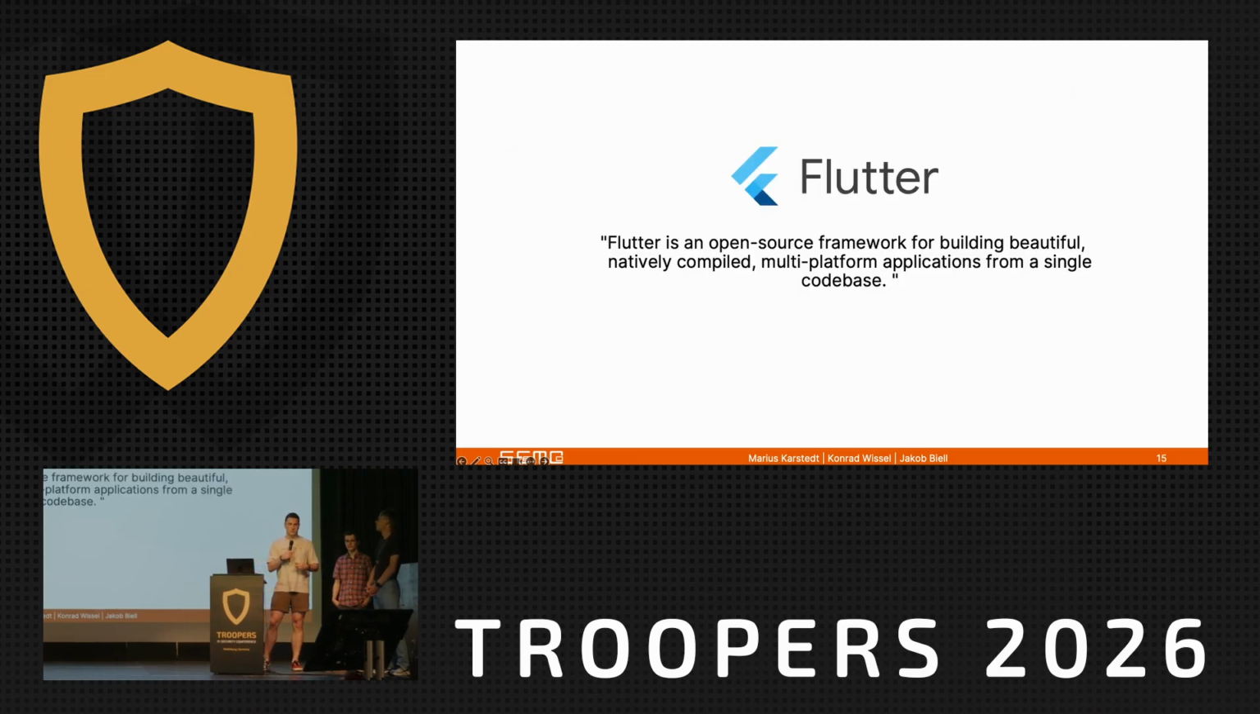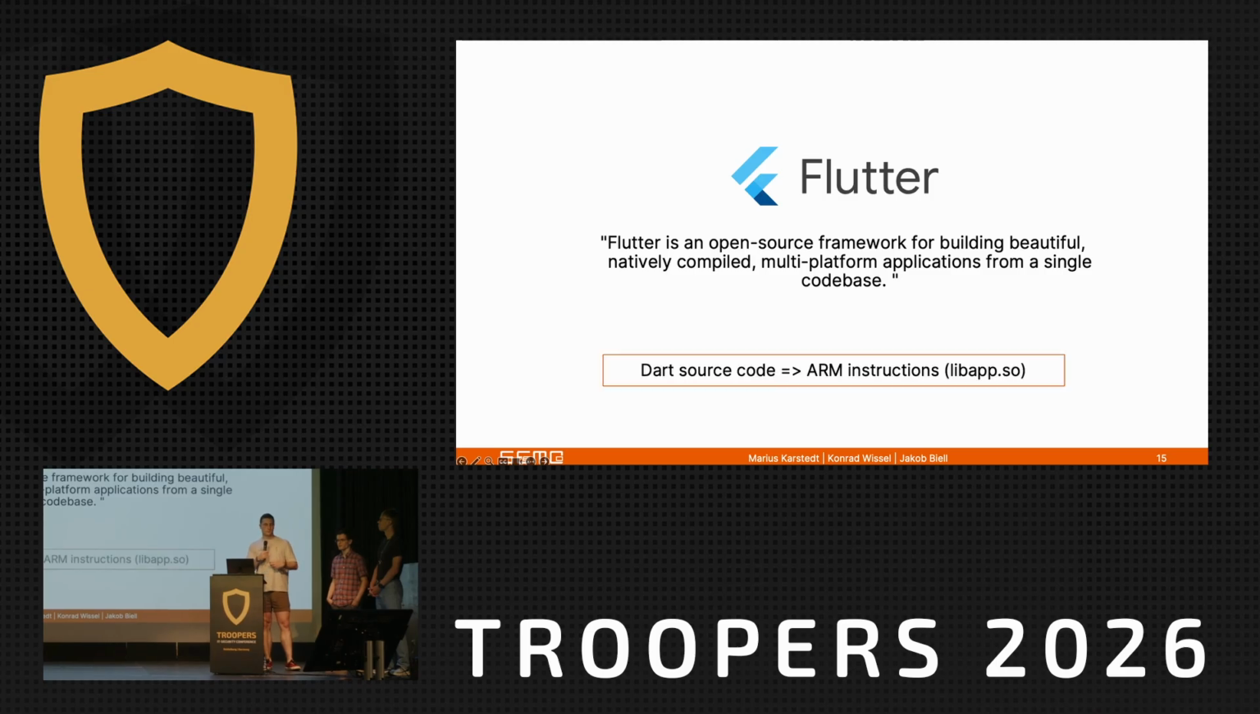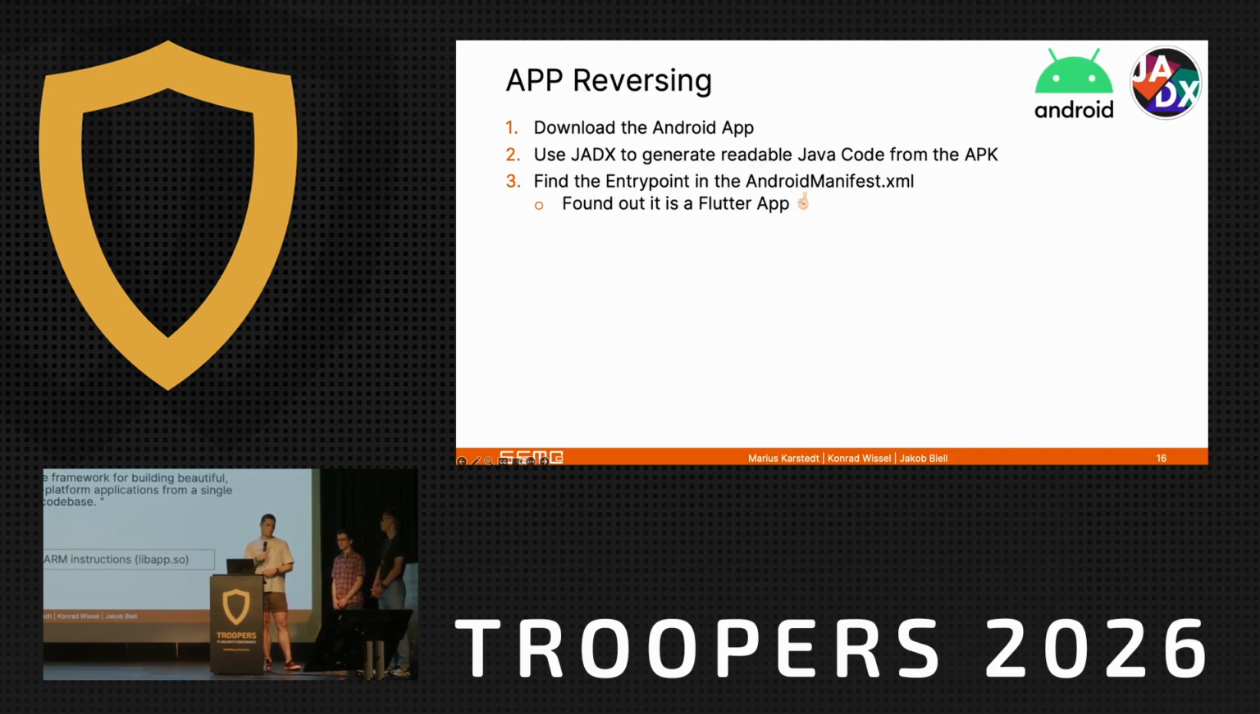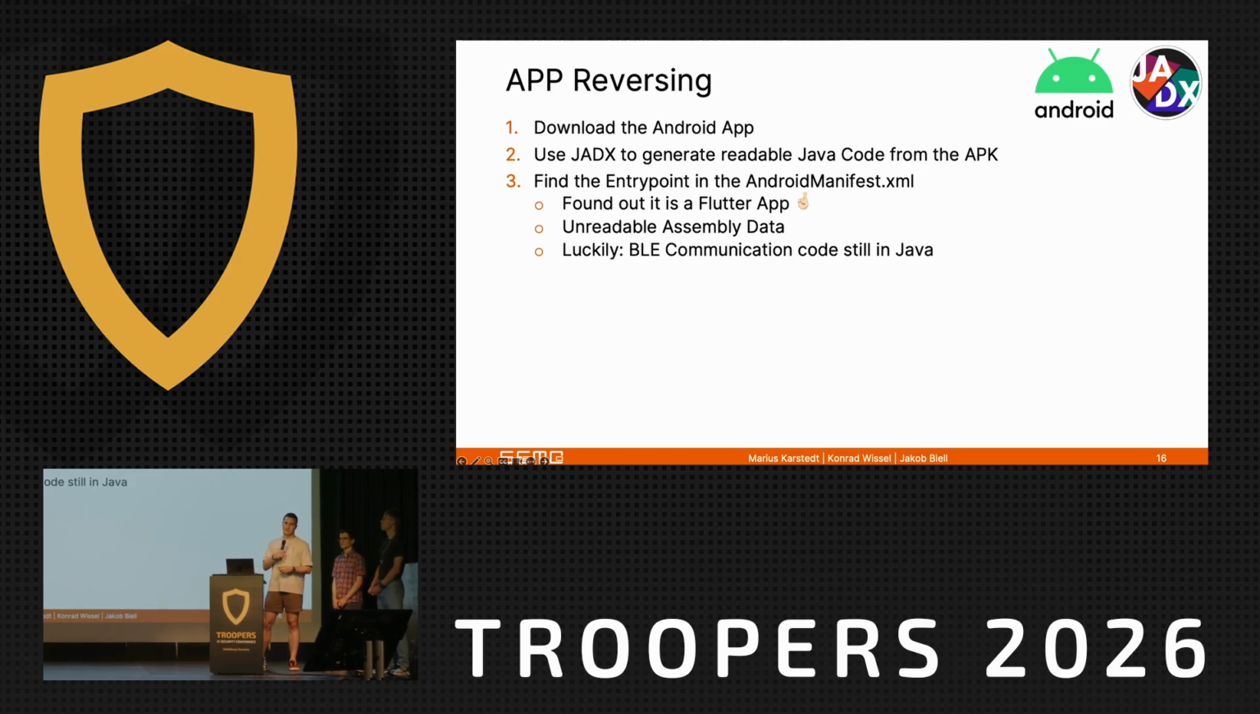A short word on Flutter, it's this open source framework where you can create multi-platform apps, so that you don't have to manually write the same code for each platform. You can just use Flutter and compile your Dart source code into ARM instructions and then include this library into the application you want to use. Then we have this unreadable assembly data in there, but luckily for us, the Bluetooth communication at first was just readable in the Java code, so we could just use that. But the REST API, sadly, was in the Flutter part.